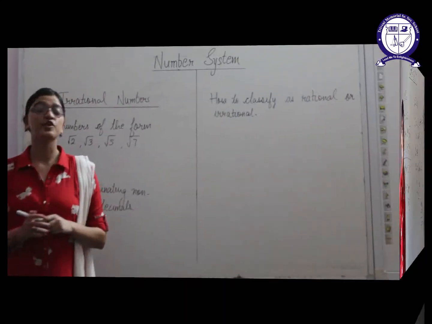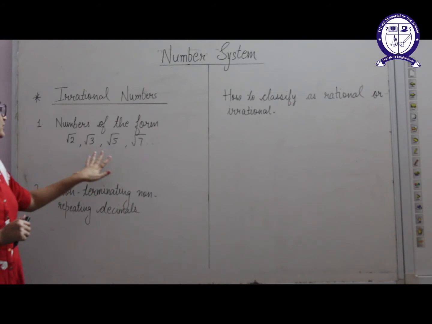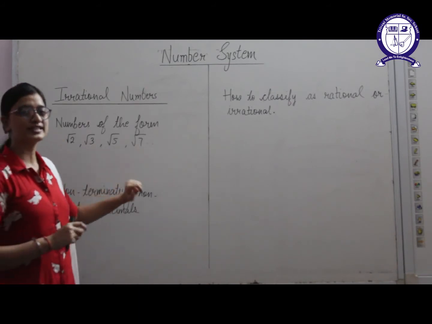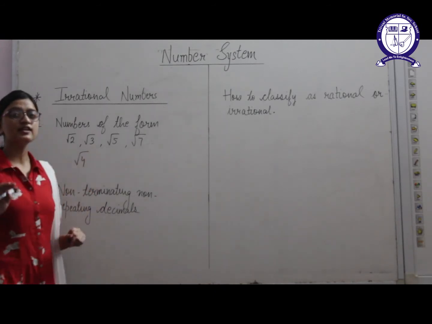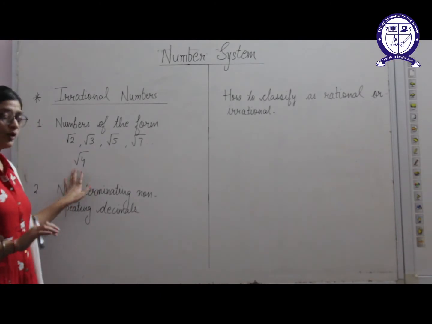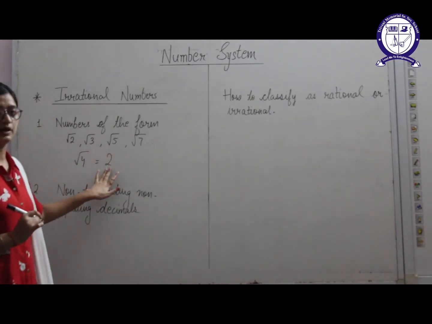So now our next topic is irrational numbers. I have told you before that irrational numbers are of the form root 2, root 3, root 5, root 7. And if I take an example of root 4, is it an irrational number? No, because it will be equal to 2 and 2 is a rational number.